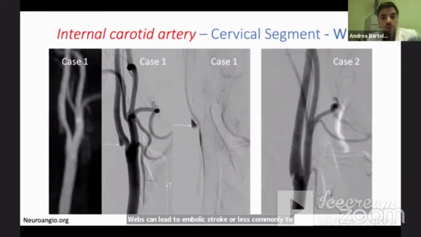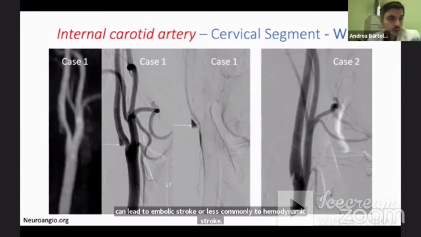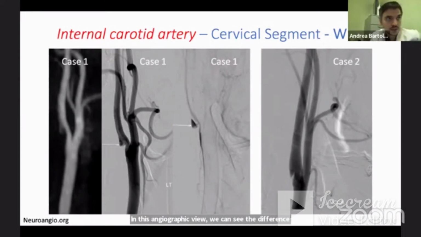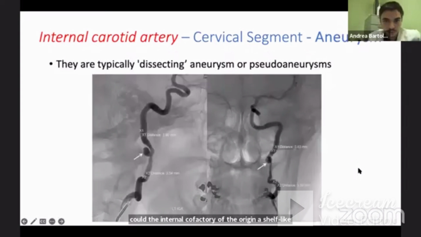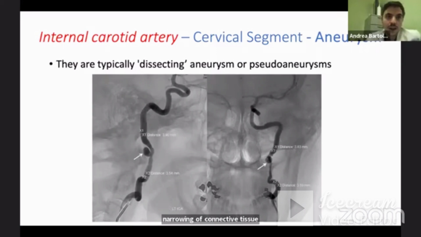In this angiographic view, we can see the difference between atherosclerotic plaque on the left side of the monitor and a web on the right side of the monitor. We can see the web as a sort of knife that cuts the internal carotid artery at the origin, a shelf-like narrowing of connective tissue. Aneurysms of the cervical segment of ICA are rare. In most cases they are typically dissecting aneurysms or pseudoaneurysms.